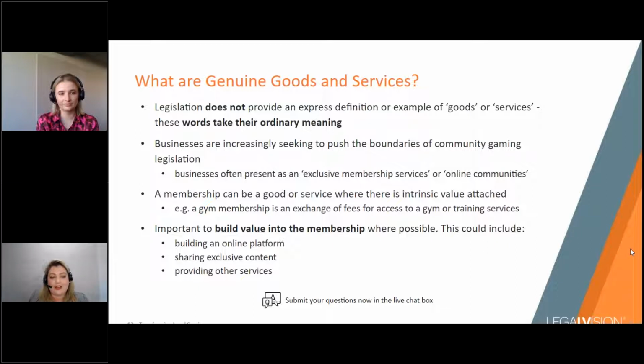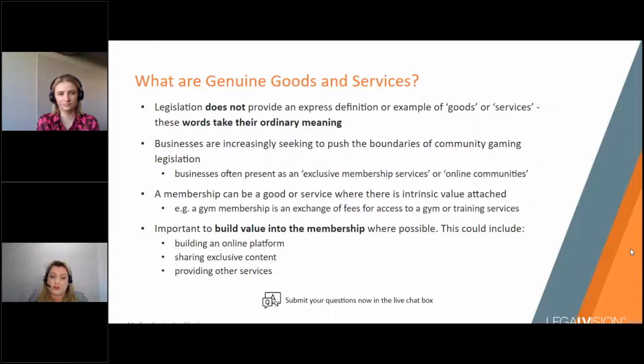Great, thanks, Caroline. So look, I'm just going to have a little discussion about what is considered genuine goods and services. We're going to talk about this because we're noticing that in the market, companies and businesses are increasingly trying to push the boundaries in terms of community gaming legislation. As we set out earlier, one of the key elements is that a trade promotion must be promoting genuine goods and services. Now, the legislation doesn't actually provide a definition of what's considered a good or a service. And so we would assume that we would give the ordinary daily meaning to these terms.